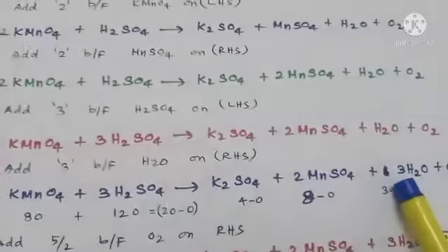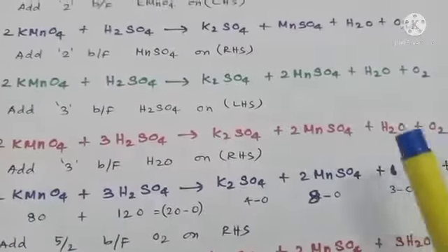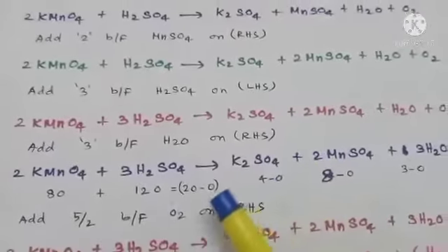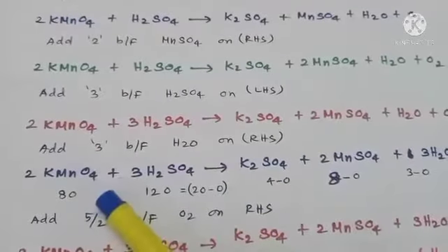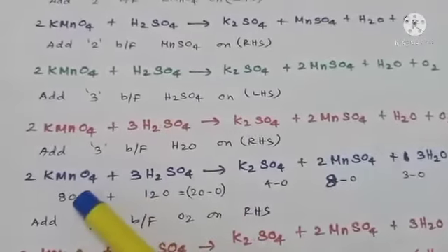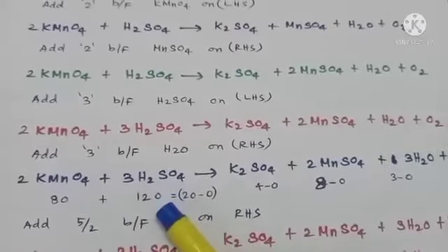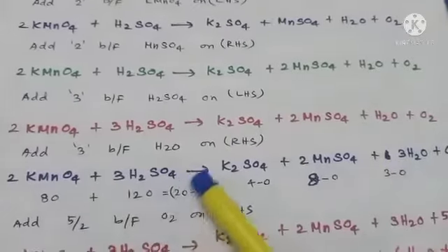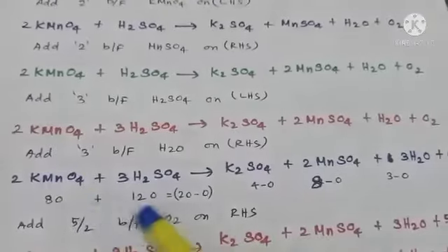Okay, but now it becomes 3H2O, isn't it, right? Now finally I go for balancing oxygen. So look at the number of oxygen on left hand side. So here 8, here 12 oxygen. So totally there are 20 oxygen atoms on left hand side.